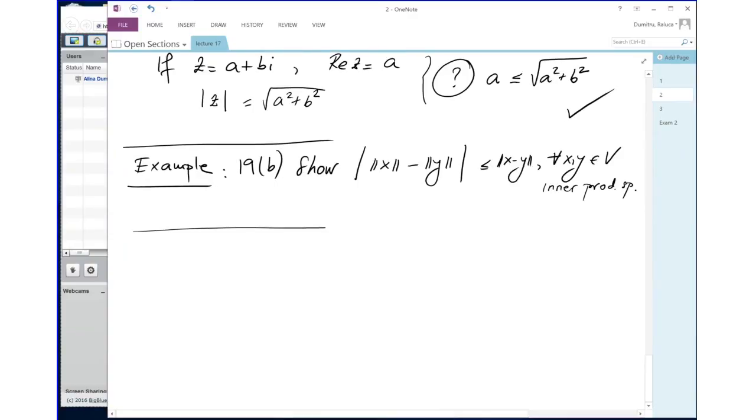So it helps to think about numbers. When is the absolute value of a number less than 5, let's say? When the number is between -5 and 5. So what's inside the absolute value would have to be between the norm of x minus y and negative norm of x minus y. So if we can show this, we're done. So there are two inequalities that we need.